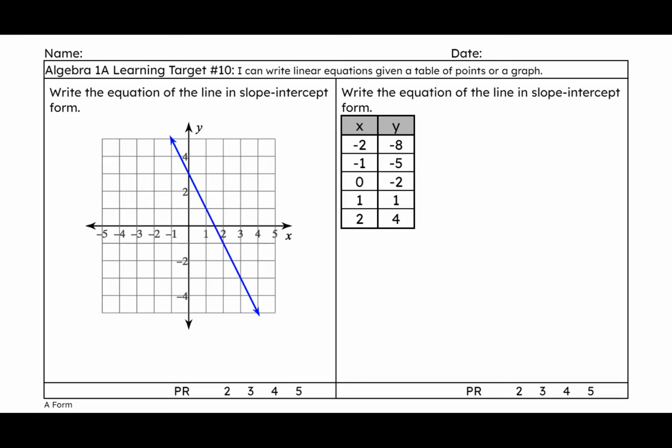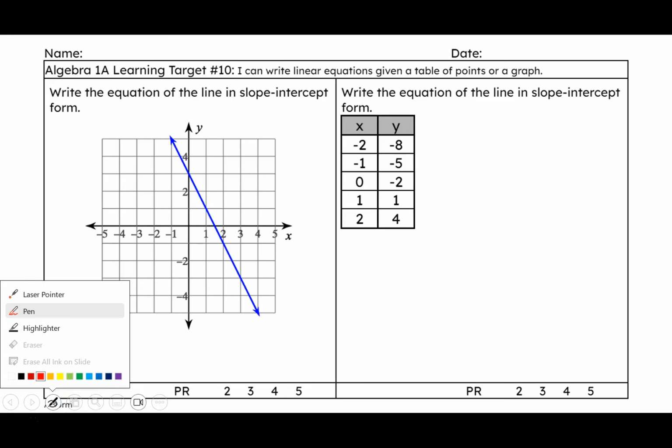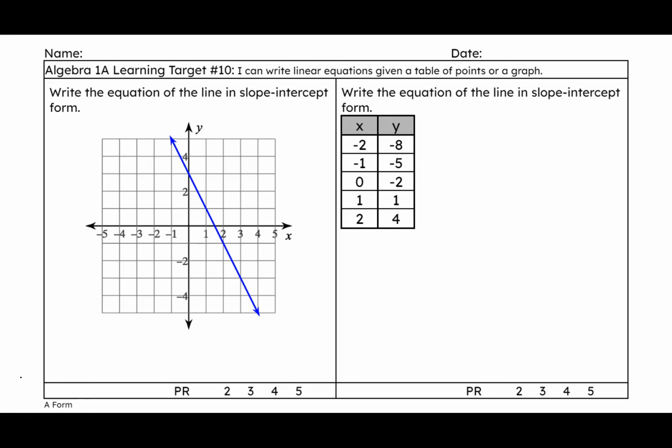This is summer school, high school credit recovery, Algebra 1A, and learning target number 10. I can write linear equations given a table or points on a graph. So we'll start with the graph over here on the left because we've already talked a decent amount about slope and y-intercept. So the form of a line is y equals the slope times x plus your y-intercept.